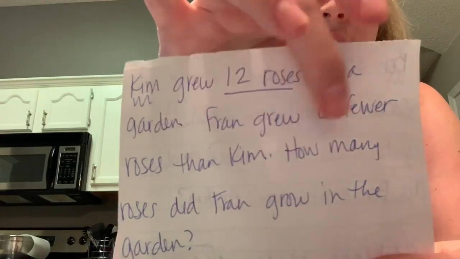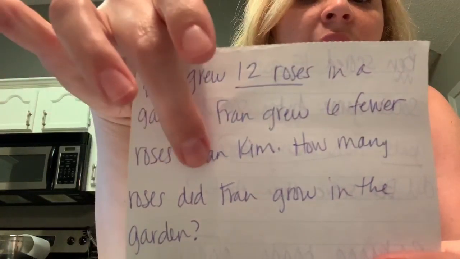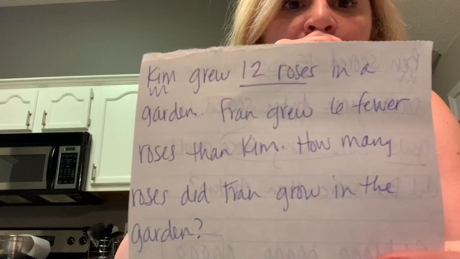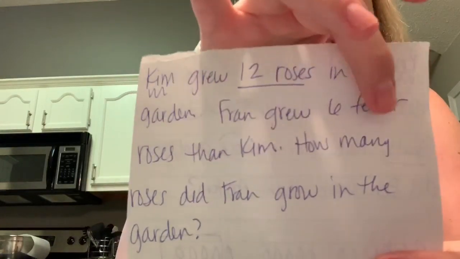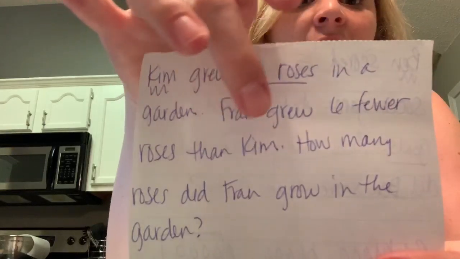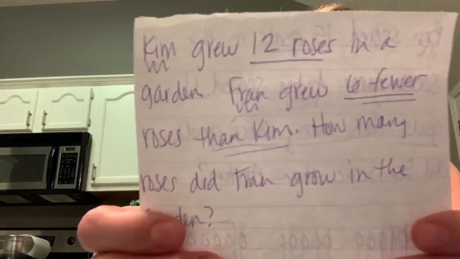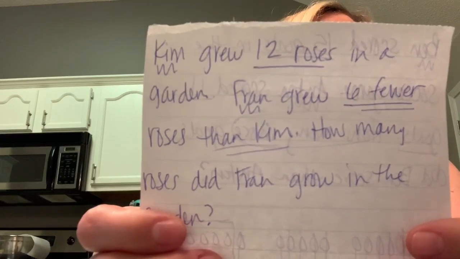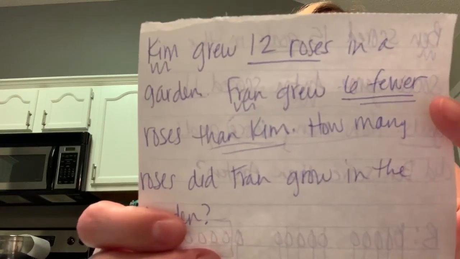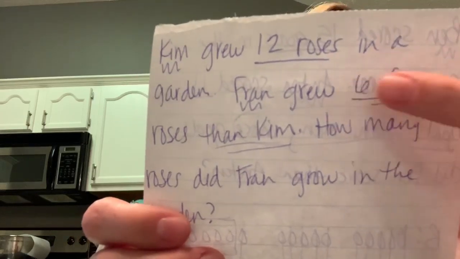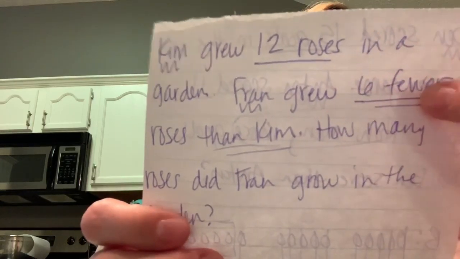Fran grew 6 fewer roses than Kim. What do I know? Fran grew 6 fewer than Kim. So that means we're taking away 6. So we know Fran, 6 fewer than Kim. 6 fewer. So do I know how many Fran grew? Nope, I don't know the exact number, so I got to figure out Fran. Because they didn't tell me. They said 6 fewer. So that means I need to subtract.